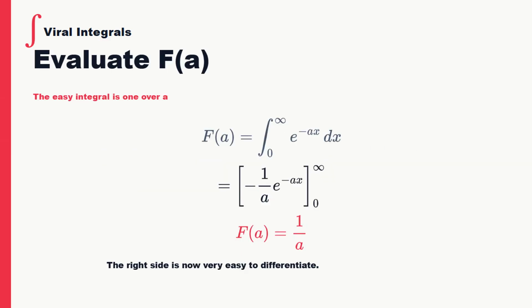Before we differentiate anything, let's evaluate f of a the ordinary way. The antiderivative of e to the negative ax is 1 over a times e to the negative ax. At infinity, this goes to 0, and at 0, it gives negative 1 over a. So subtracting leaves us with f of a equals 1 over a.